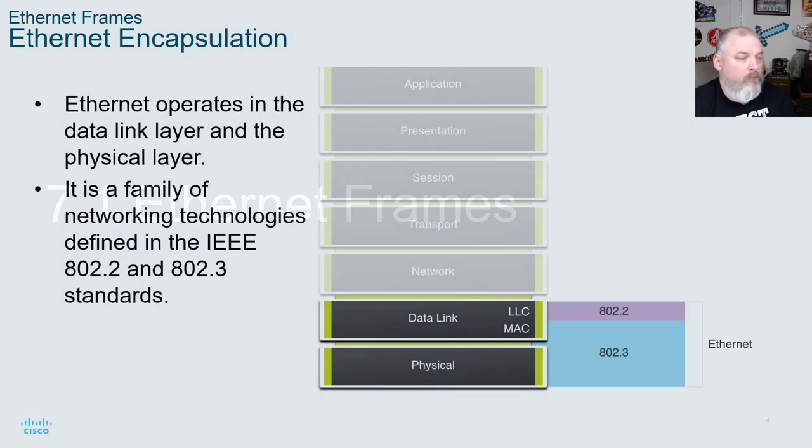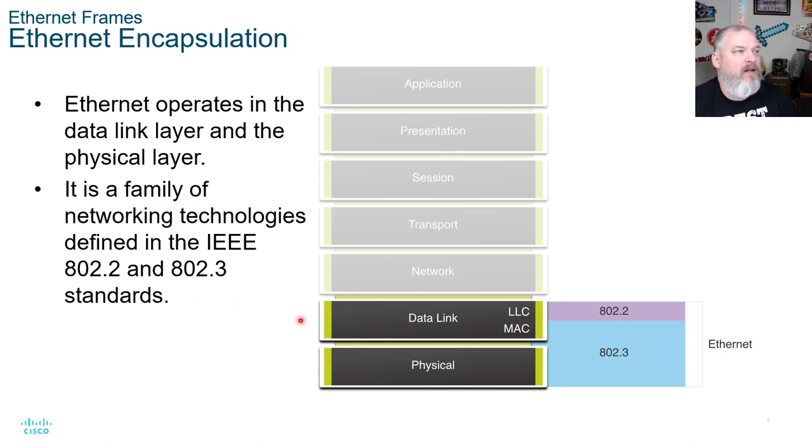Ethernet Frames. When we talk about Ethernet frames, the first thing we're going to talk about is Ethernet encapsulation. Ethernet operates in the data link layer and the physical layer. It's a family of networking technologies defined in the IEEE 802.2 and 802.3 standards. And as I've suggested in previous modules, and if you have me in class as a student, you will know, I recommend that you go out and research those standards. Also, you need to know which one of the standards, the 802.2, the 802.3, the 802.5, the 802.11, all of those you need to memorize and know what those are.